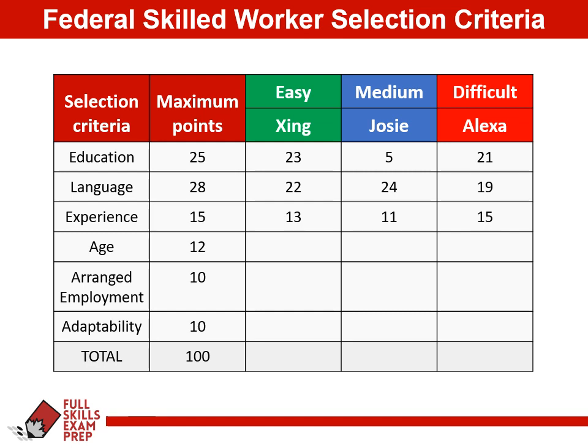Okay, so as we work through our grid over here, hopefully you got 13 points in experience for Shing, 11 points in experience for Josie, and Alexa reached the maximum, so 15.